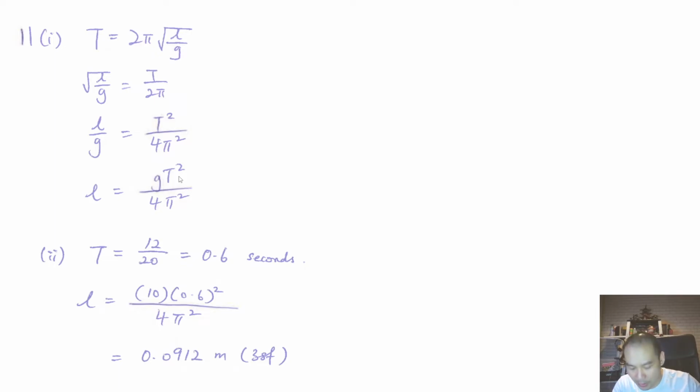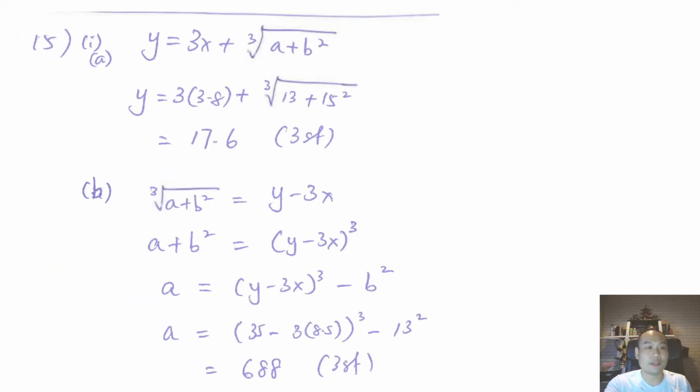To find t, I'm just going to take 12 seconds divided by 20 oscillations because t is the time taken for one oscillation. So we have 20 oscillations in 12 seconds. So 12 divided by 20 is 0.6 seconds. So that's the value for t. So we substitute it into the formula and we obtain the value 0.0912 meters. That's the length of the pendulum, rounded off to 3 significant figures since they did not specify the degree of accuracy. Okay, so that's question 11.